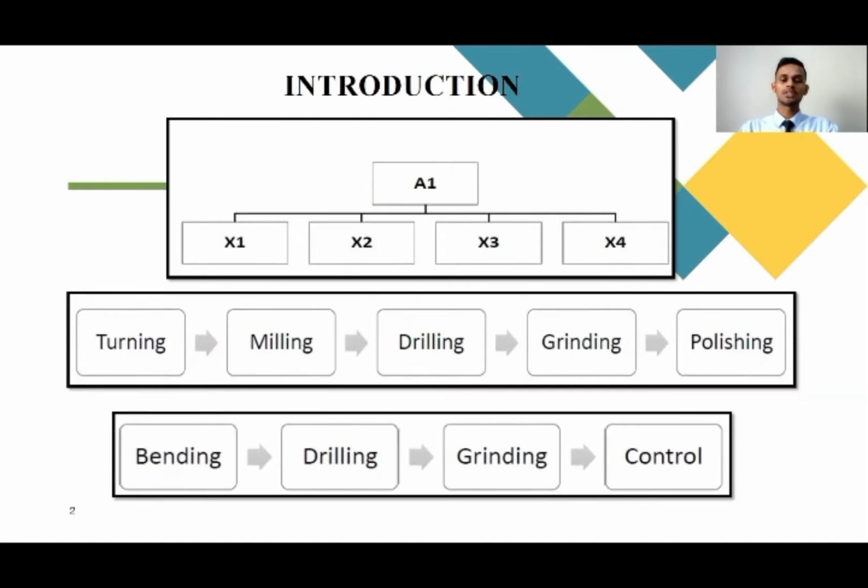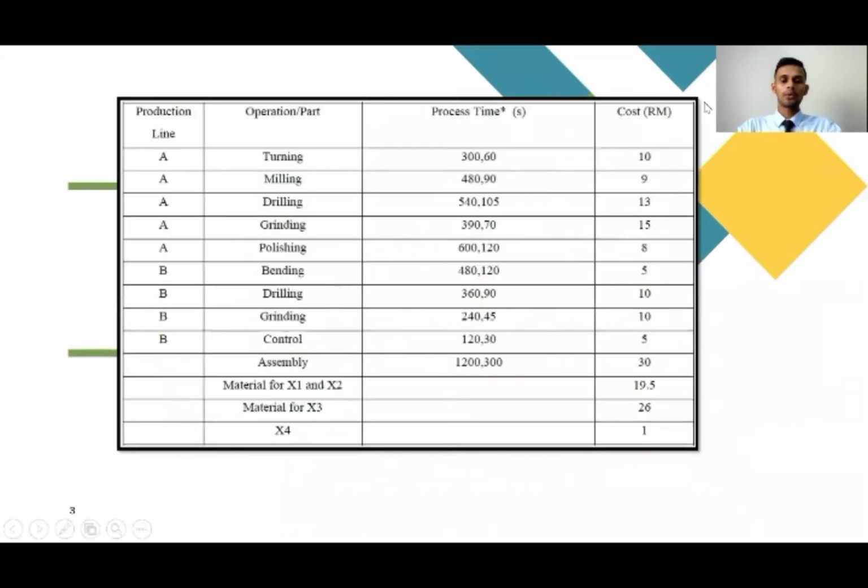Production line A consists of 5 workstations: turning, milling, drilling, grinding, and polishing. The X1 component goes through all the processes while the X2 component skips the drilling process. For line B, there are 4 workstations: bending, drilling, grinding, and control. Every workstation has its own processing time and cost, as we can see from this table.